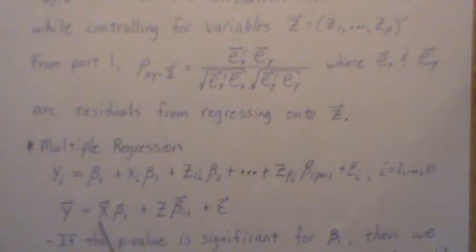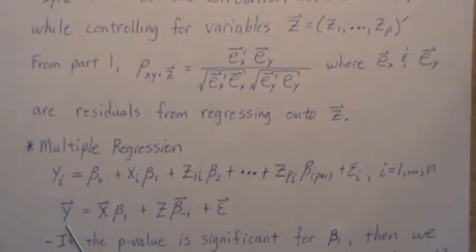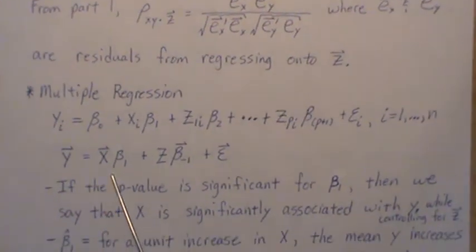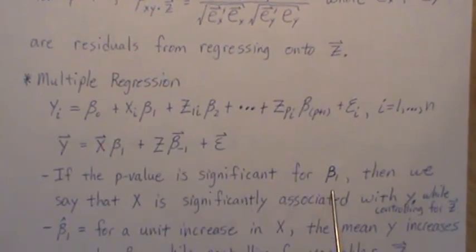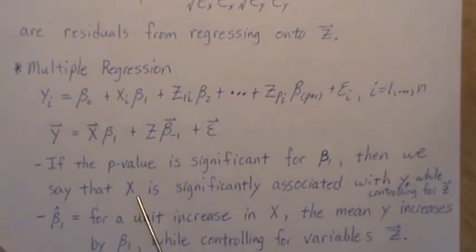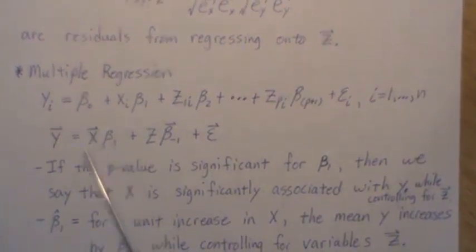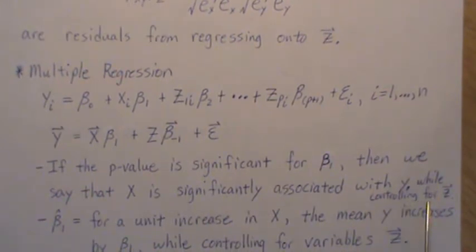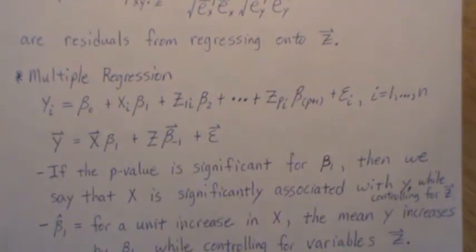Ultimately, remember, we're interested in the relationship between x and y. And so in multiple linear regression, we might test a p-value for beta 1 to see if it's significant. And if it is, then we say that x is significantly associated with y, and of course, I forgot to add this when I first did this video, while controlling for z, these other variables. So x is related to y, or associated with y, significantly after controlling for these variables z. And that's how you interpret that.